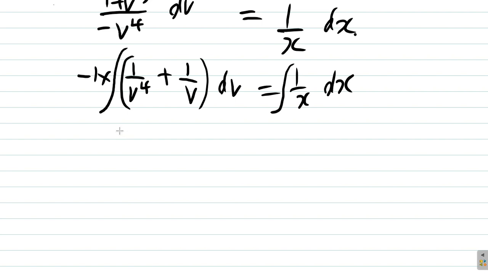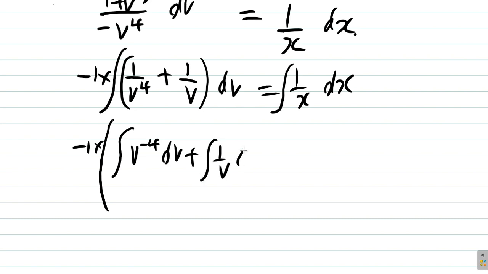So what happens after this now? You have negative 1 times the integral of 1 over v to the fourth. Let's rewrite these. V to the fourth in the denominator would be what? v to the negative 4. So it's the integral of v to the negative 4. You could integrate each of them separately too, you know. It's negative 1 times all of this, dv, plus integral of 1 over v dv equals integral of 1 over x dx. Alright.